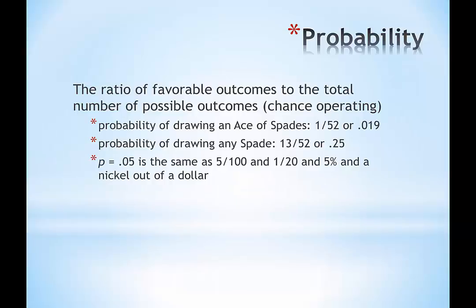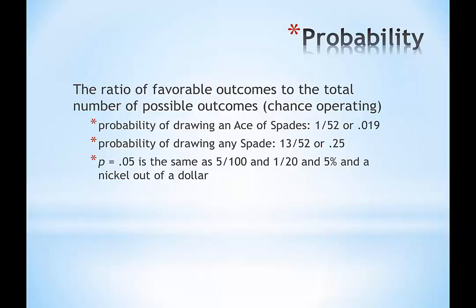So when we say things like p less than 0.05, or even in this case p equals 0.05, when we say 0.05, that's a proportion. We mean the same thing as 5 times out of 100, or 1 time out of 20, or 5%, or a nickel out of a dollar.